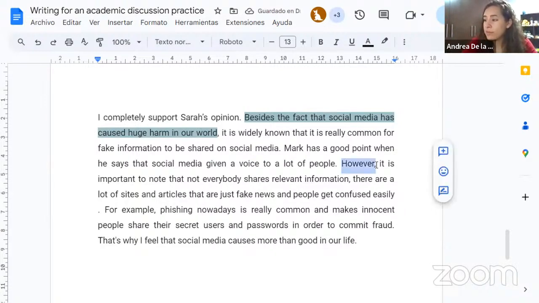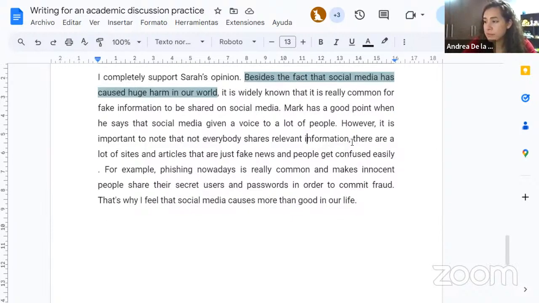And then you say, however, and you need to challenge it, right? So however, it is important to know that not everybody shares relevant information. I love this because first of all, it's new, it's original, and second, it is related to what Mark said. You're very well contrasting to what he said. So however, it's important to know that not everybody shares relevant information. There are a lot of sites and articles that are just fake news and people get confused easily.